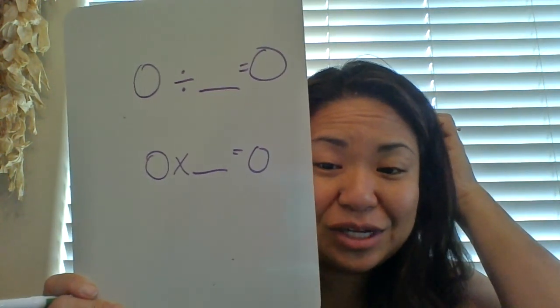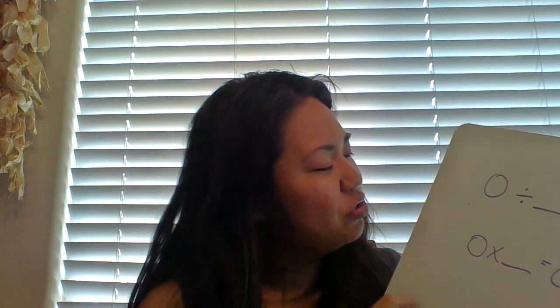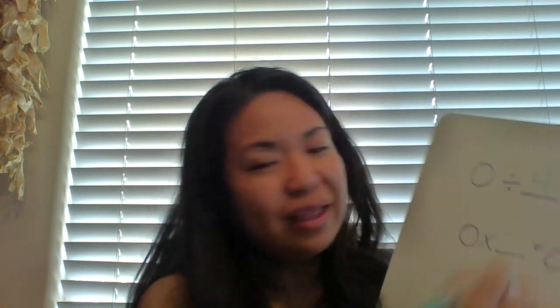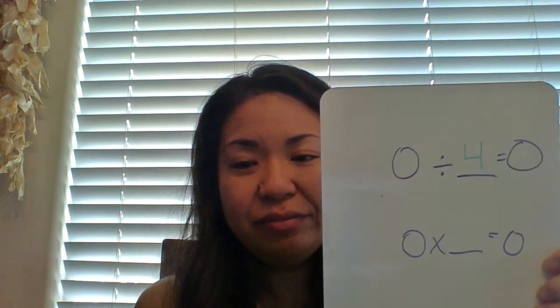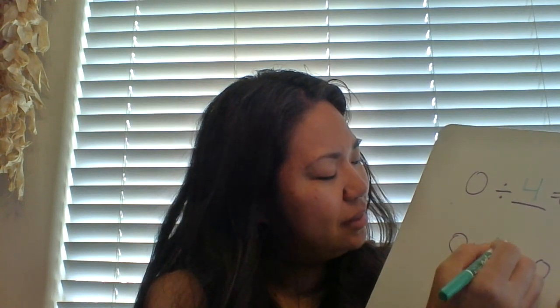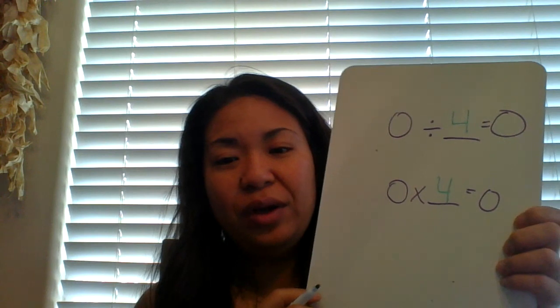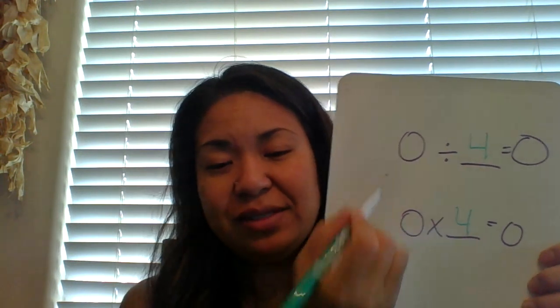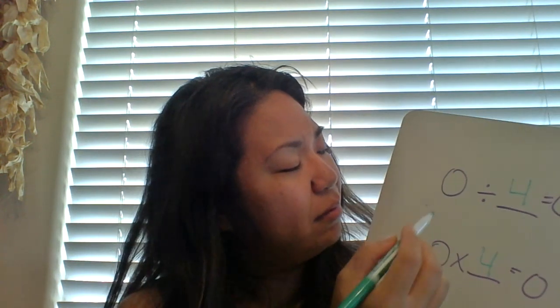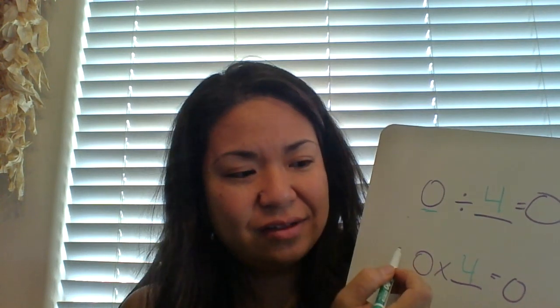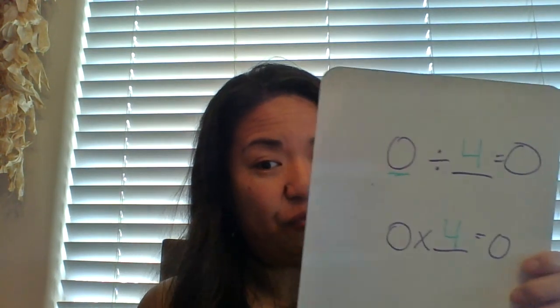Doesn't really matter. You can put 1, 2, 10, 12, 15, 100, 6,000, 8 million. It all equals 0, okay? So we're going to try the number 4. 0 divided by 4 equals 0. Same thing as 0 times 4 equals 0. Now here's what you need to know about setting up this equation. You'll see that my 0 went first, and then it was the number 4.